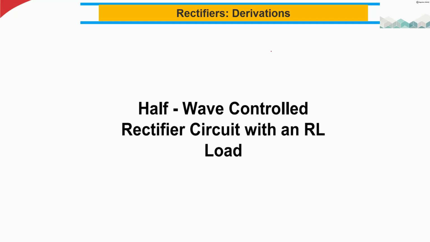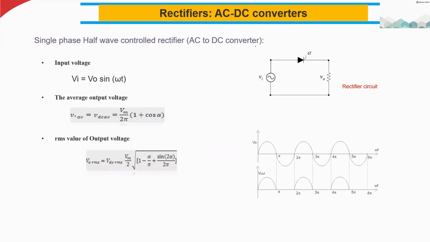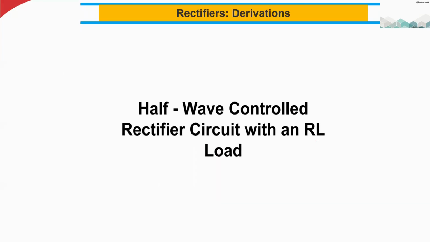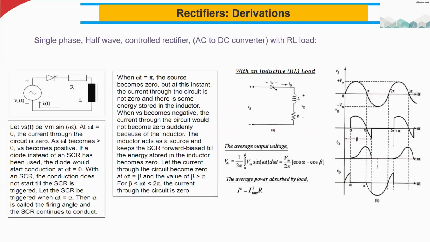So far we had seen everything with a resistive load, only the resistive load. We also have an inductor together with a resistor as a load. Here you can see this is the SCR controlled rectifier. It's a half wave because we have only one. And here on the load side, I have the resistor and also an inductor. So it's representing a different type of load.